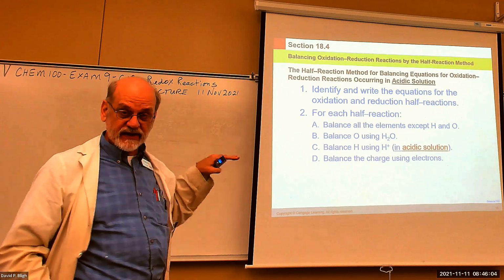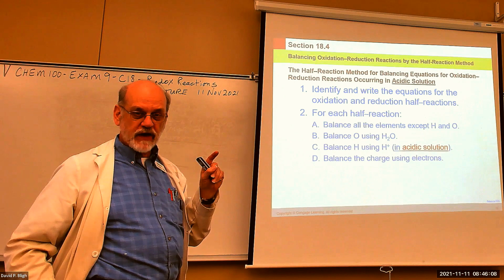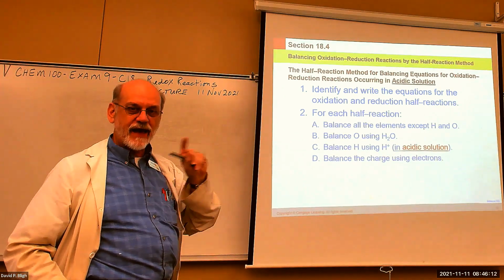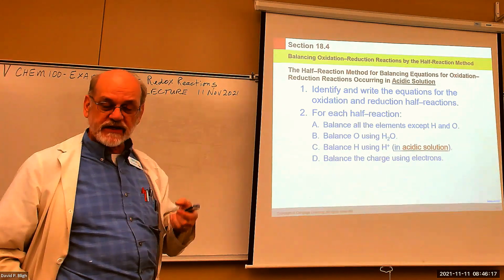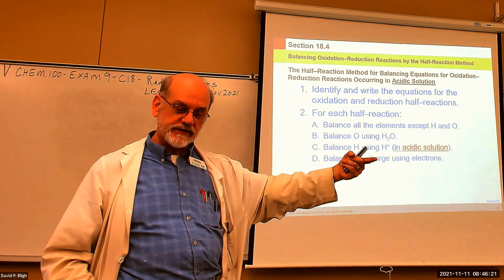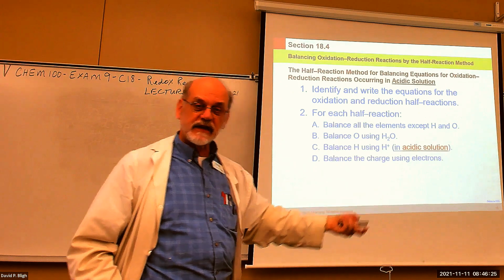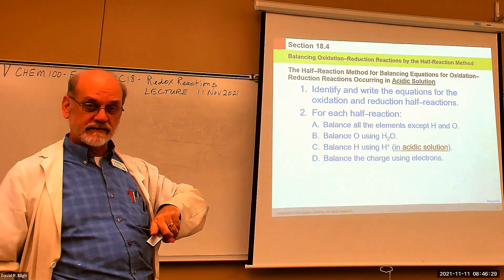Now, once that's done, then you take the oxidation states, after you've got all those things balanced, then you assign how many electrons will transfer. In the oxidation half reaction, the electrons will end up on the product side. In the reduction half reaction, the electrons will be included on the reactant side.